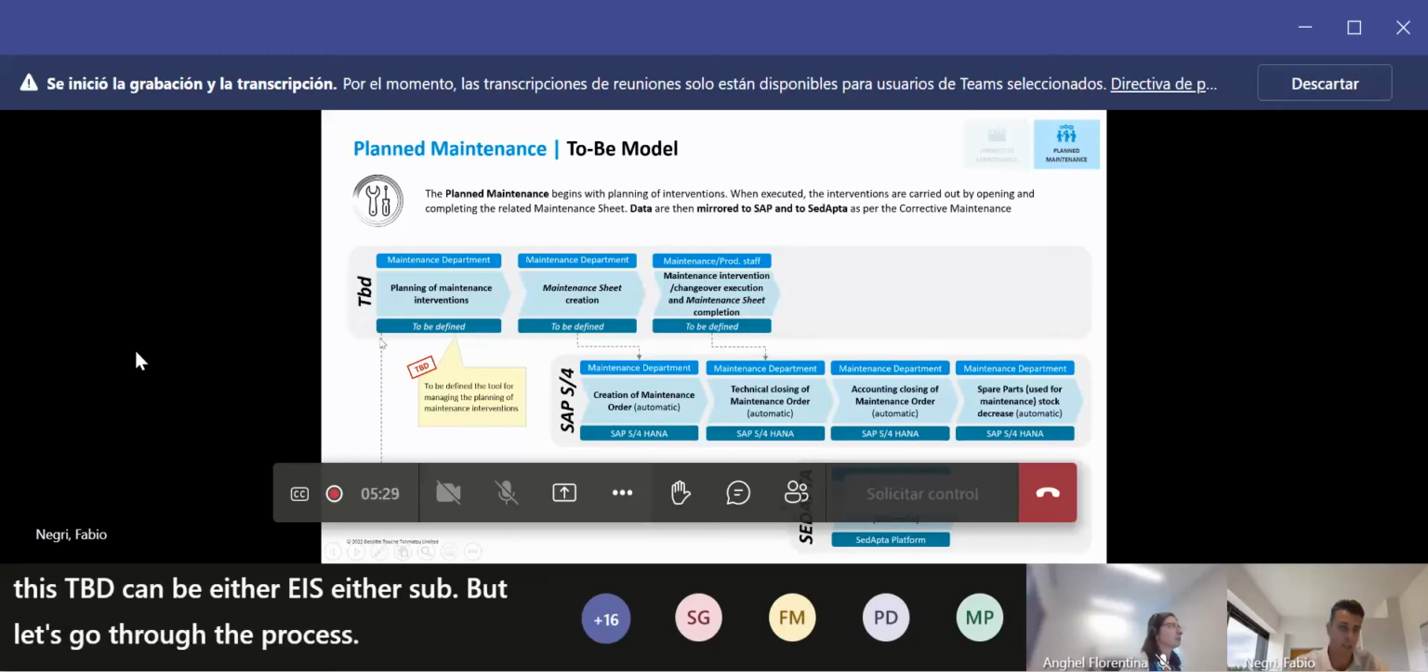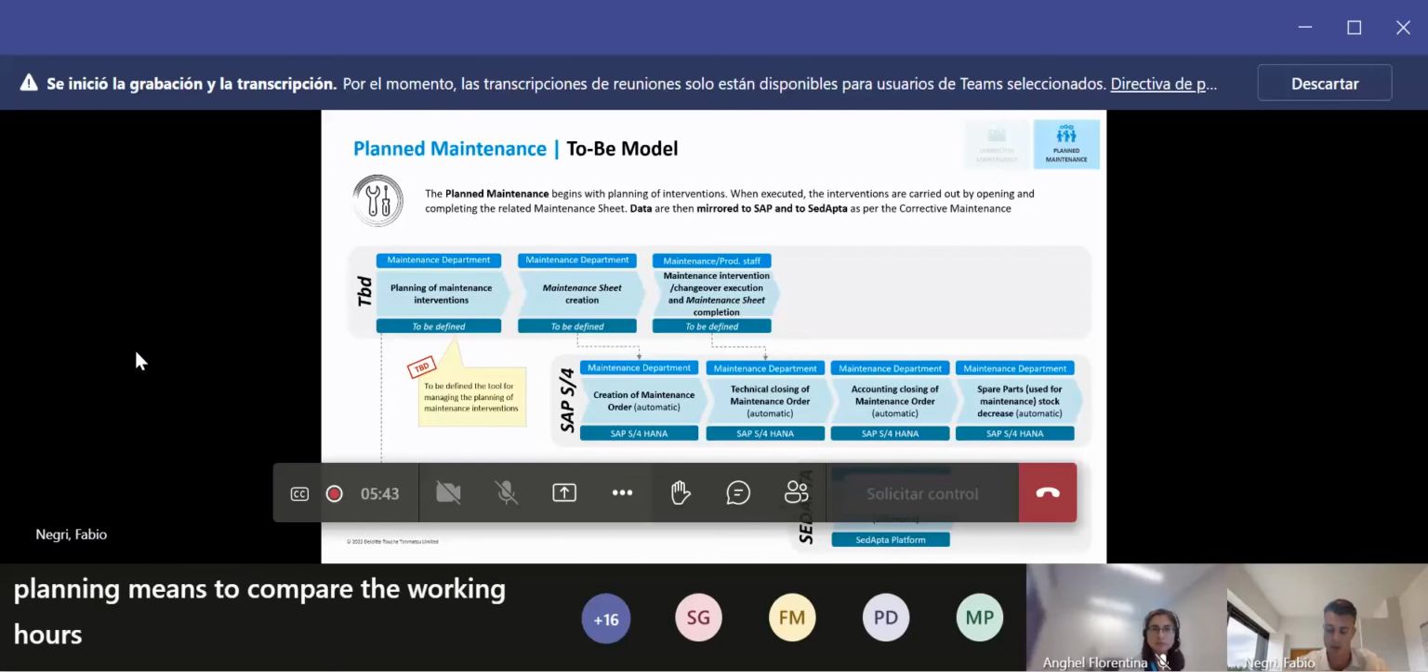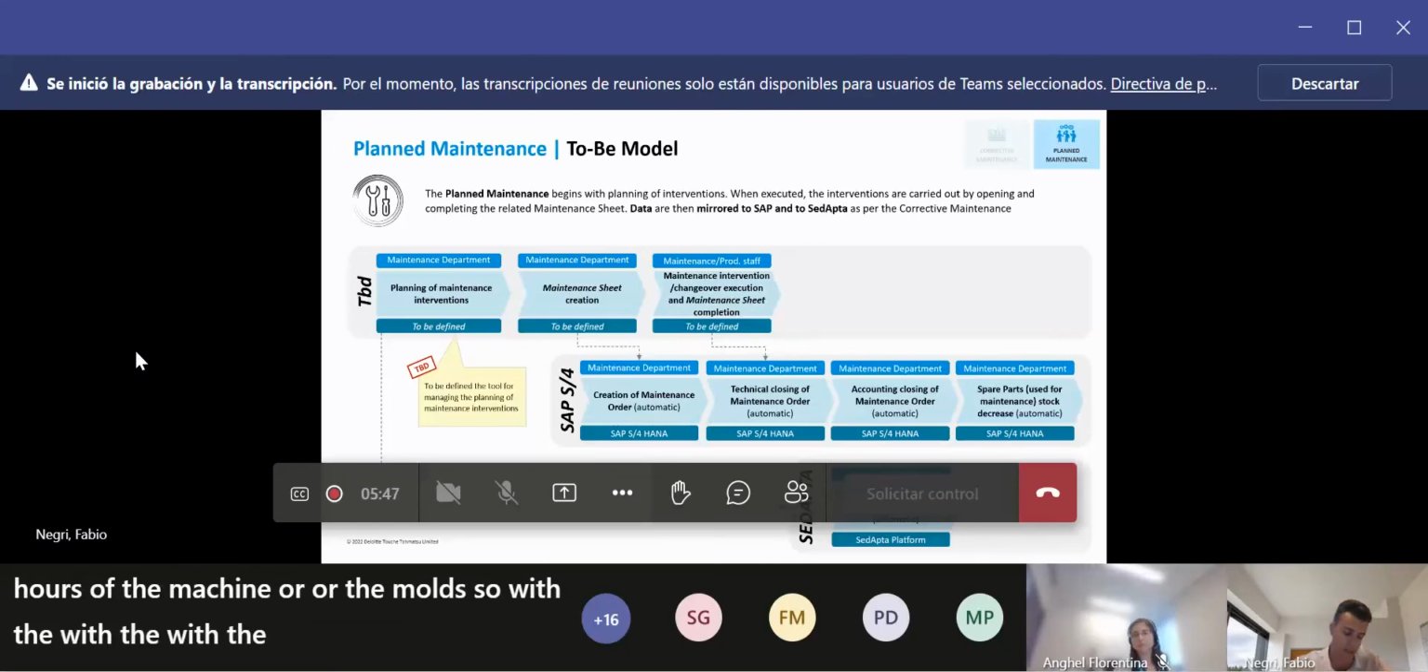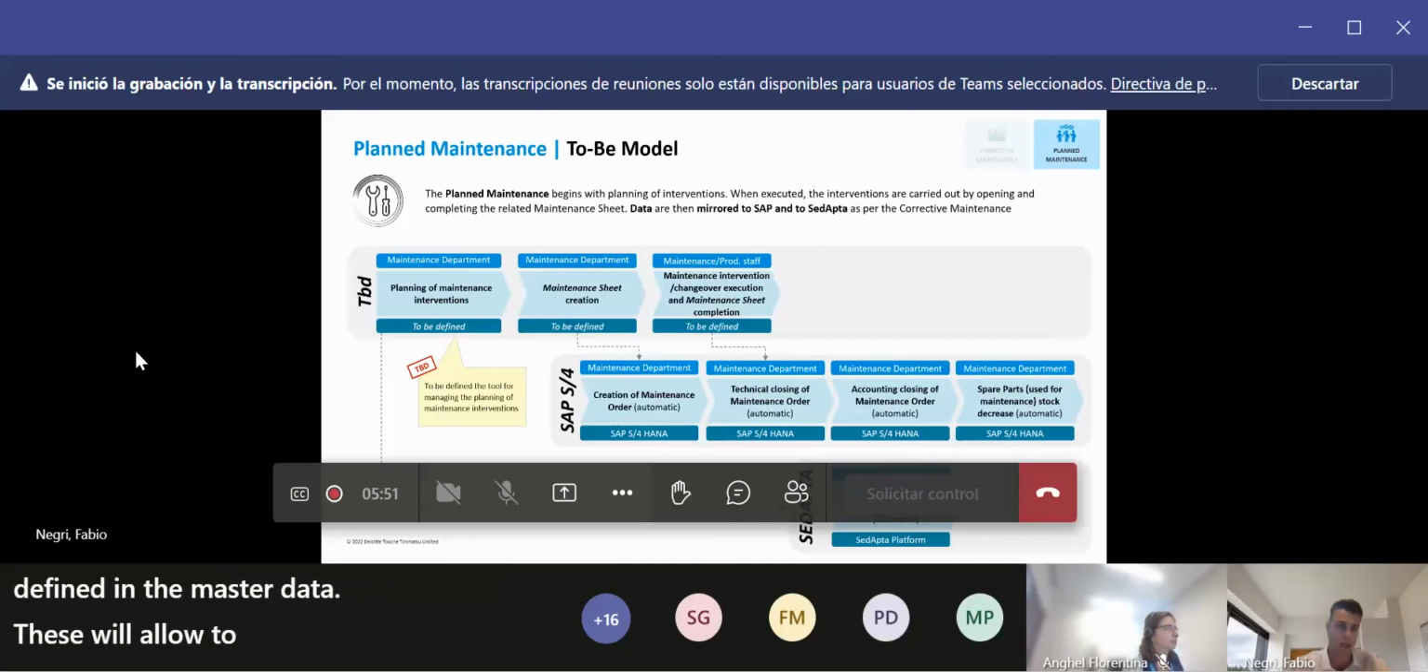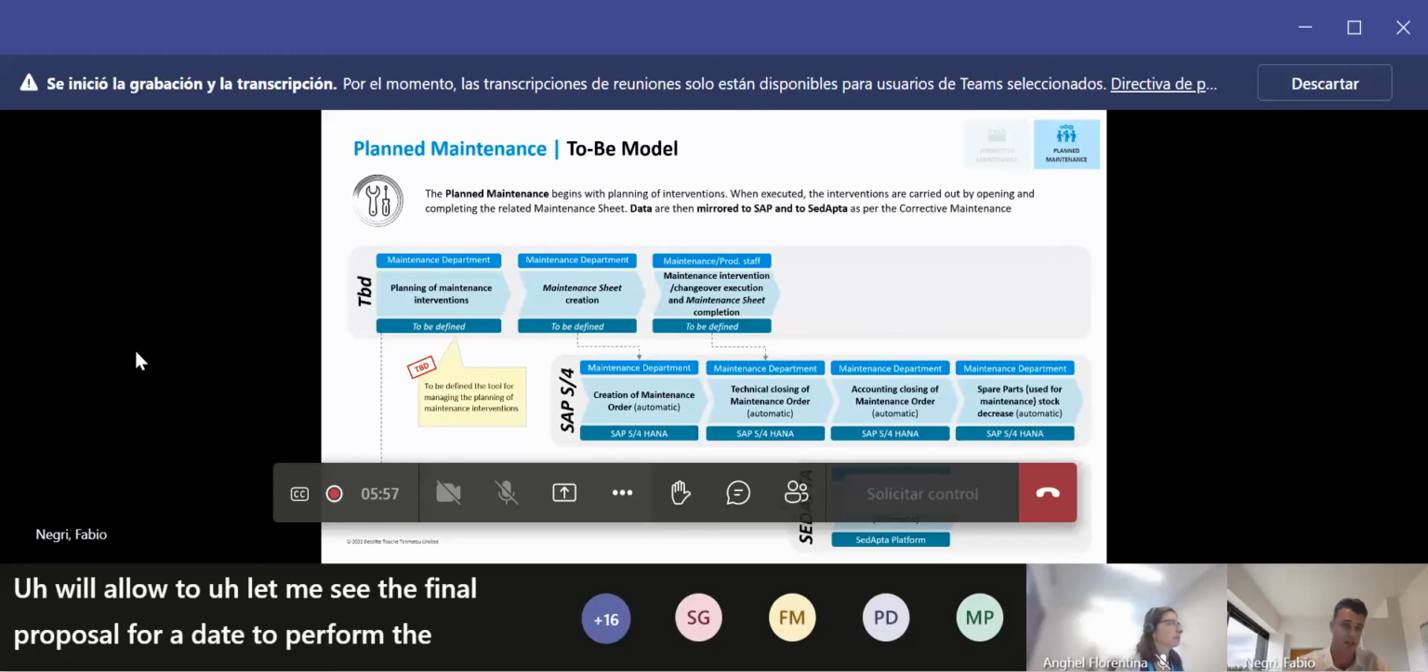The process starts with the planning of maintenance interventions. We will have an illustrative table later in the next slide, showing that the planning means comparing the working hours of the machine or the molds with the standard ones defined in the master data. This will allow us to define a proposal for a date to perform the interventions.